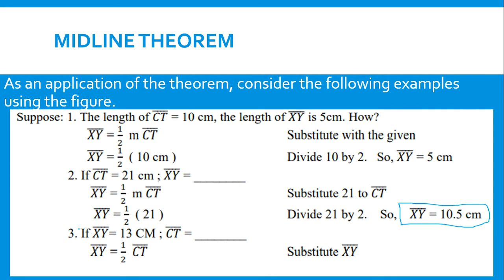Number 3: if XY equals 13 centimeters, CT equals blank. Now the given is the midline, and we are looking for the base of the triangle. If the midline, which is XY, is 13 centimeters, what is CT? For the solution, we go back to the equation based on the midline theorem: XY equals 1/2 CT. Then, substitute the XY.